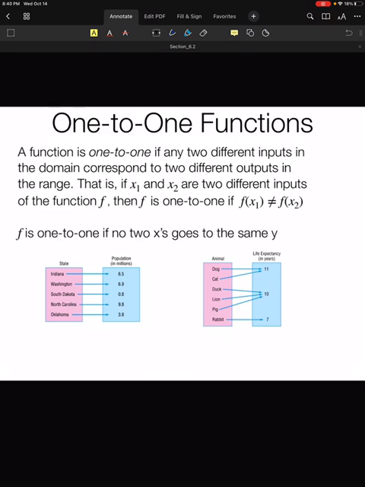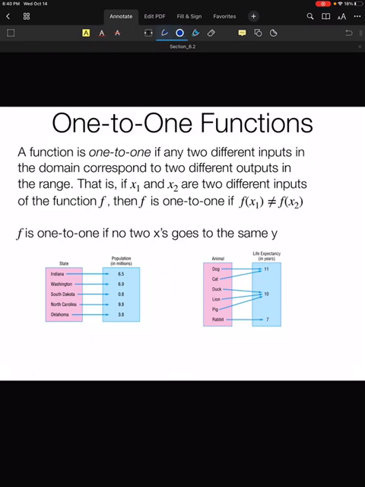Now, that definition is probably really confusing and probably doesn't help you understand what a one-to-one function is, but a one-to-one function is actually pretty simple. You have to remember back to our definition of a function, just any old function, which said that one x goes to one y. We have two examples down here.